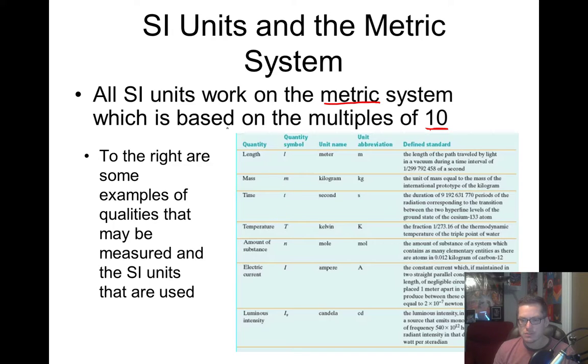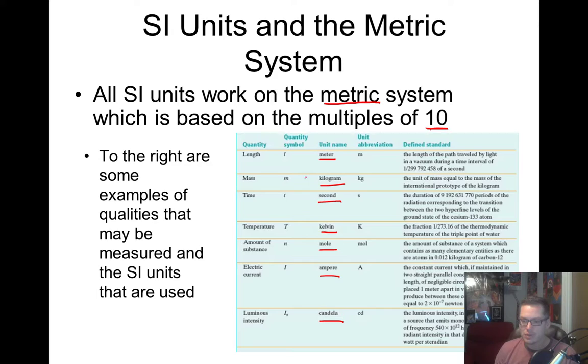All right, so here's some examples of different SI units and what they use to measure. If we're measuring length, we use meters. If we're measuring mass, we use kilograms. Time is in seconds. Temperature is in Kelvin. Amount is in moles. If we have current, it's in amps. And luminosity is in candelas.